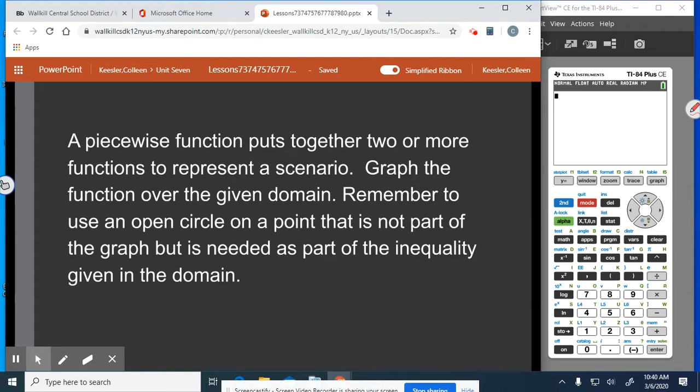Remember to use an open circle on a point that is not part of the graph, but is needed as part of the inequality given in the domain.